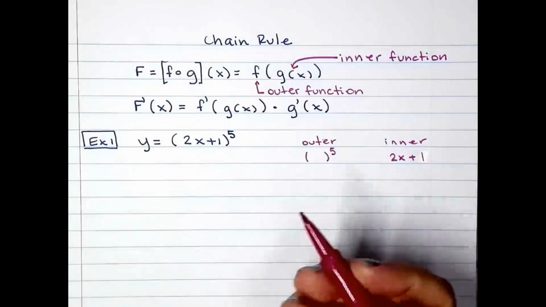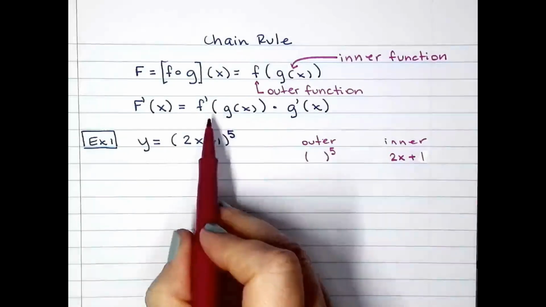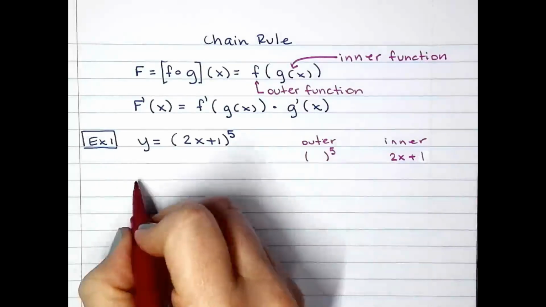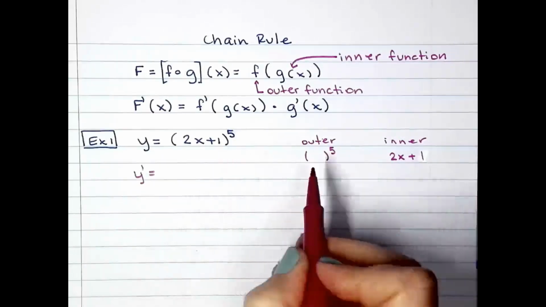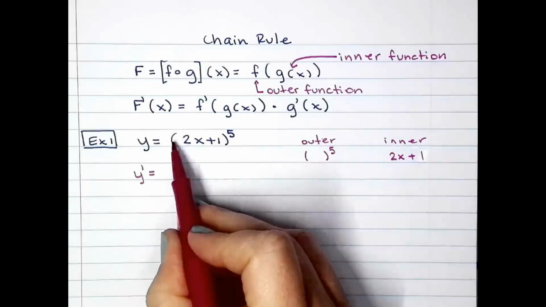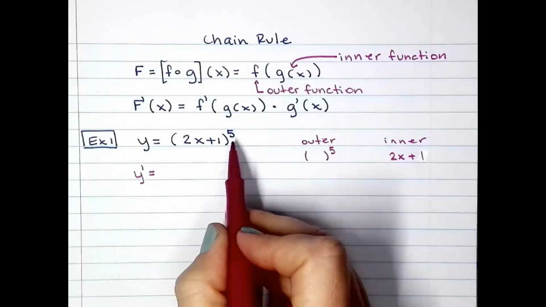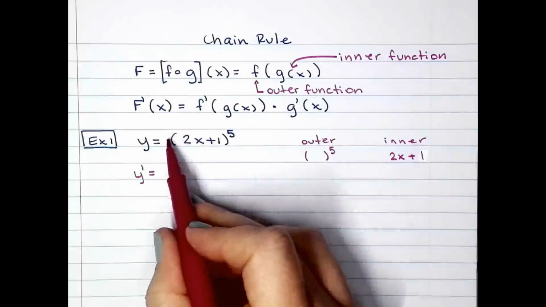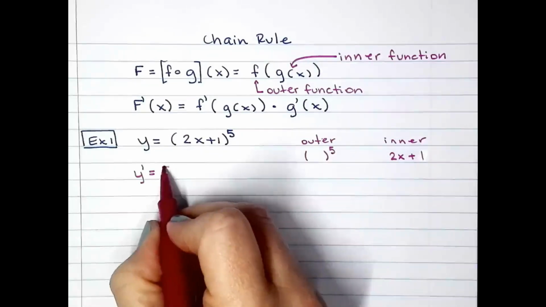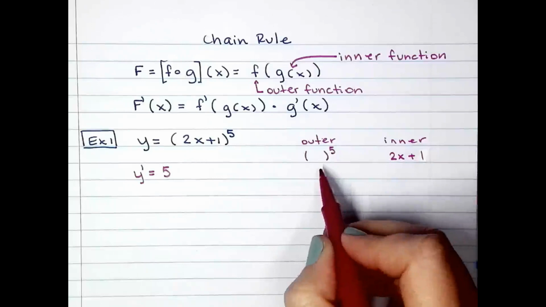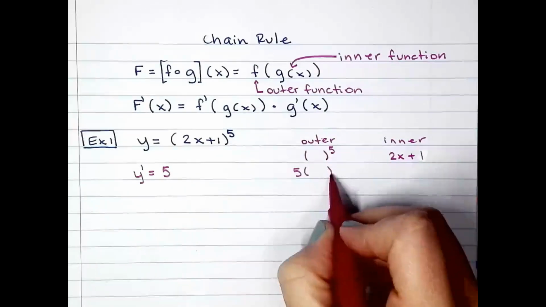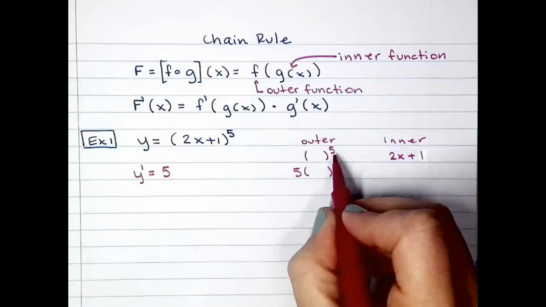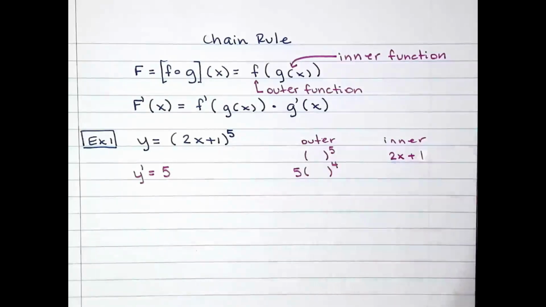So now we're going to apply what we have here to the formula. To find the derivative of y, I will apply the power rule. So 5 goes right there in the front. Now, why don't we do this off to the side? 5 goes in the front, and whatever I have on the outer function, I just subtract 1 from the exponent. So that makes 4.